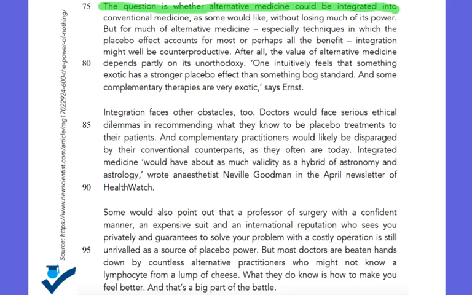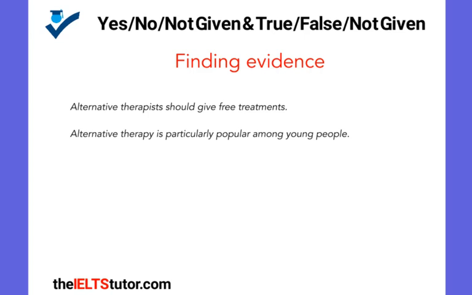So if you are able to spot these easily, then you should be able to find the evidence of the statements quite easy to locate. So what we're going to do is look at the importance of finding evidence to distinguish between false and not given information. Okay, so let's take a look at the first statement.